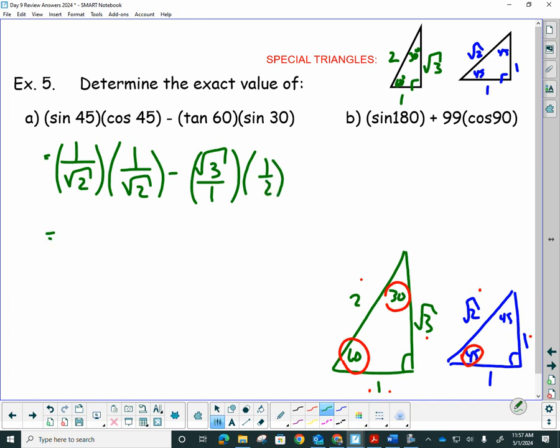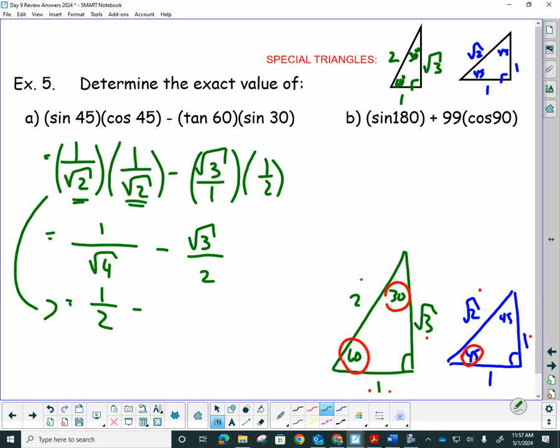And now it's a matter of just simplifying this expression. On the bottom, I've got root 2 times root 2. Well, that equals root 4, which of course is just 2. On the top, it's 1 times 1. You might not write the root 4 part. You might go straight from here to there. On the second part, we've got root 3 times 1, so that's root 3 on the top, and 1 times 2 on the bottom. So that's root 3 over 2. And then we just have to subtract these fractions. Fortunately, they both have a common denominator already, so then it's just 1 minus root 3.